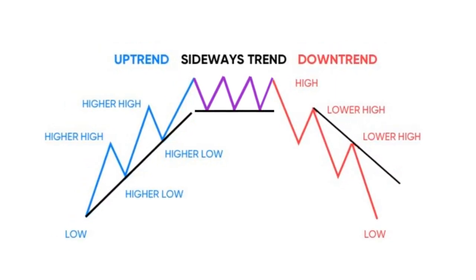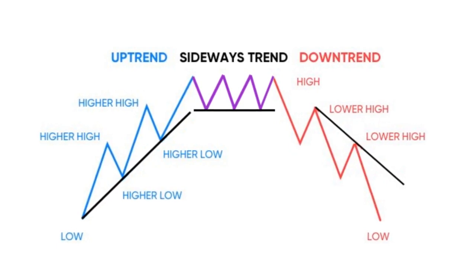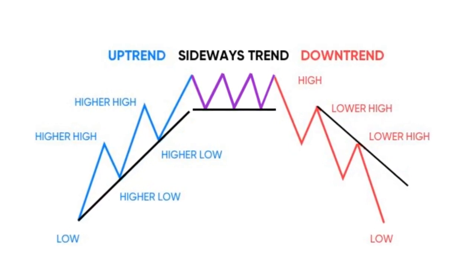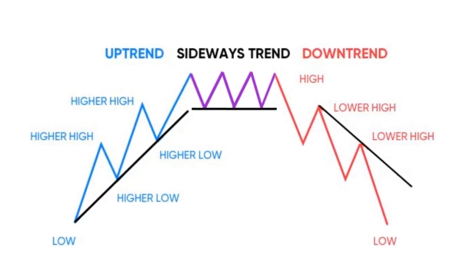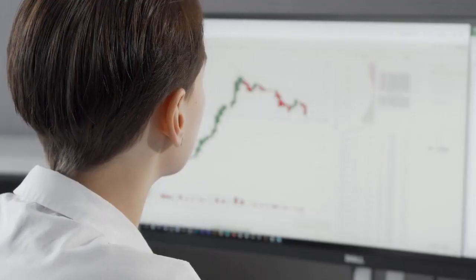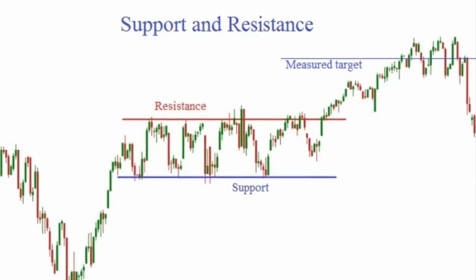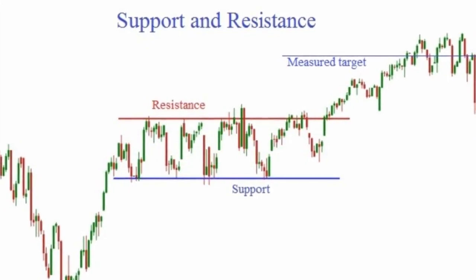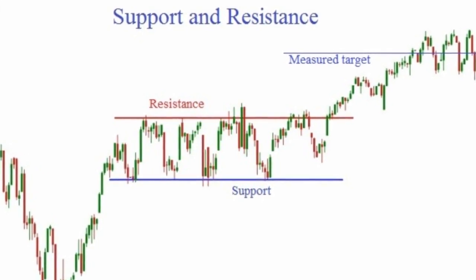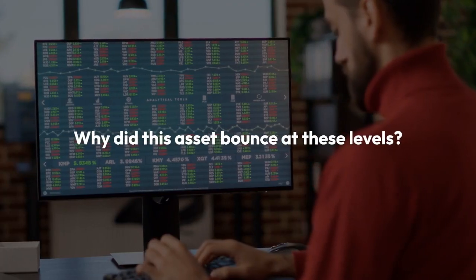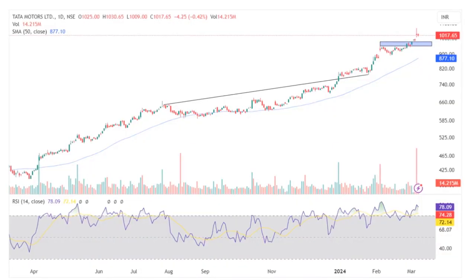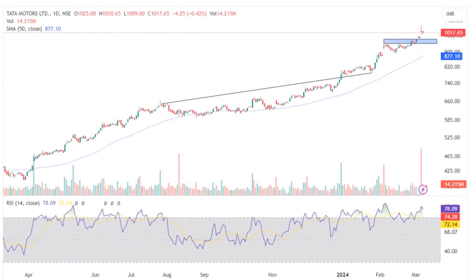Floor to ceiling view. Support and resistance points hold in a sideways market until something pushes prices one way or the other. Every price reversal at support tells us that there was more buying than selling, enough to cause prices to rise. Conversely, sellers overwhelmed buyers at the resistance levels, causing prices to fall. Why did this asset bounce at these levels? It's as if the markets have a memory.